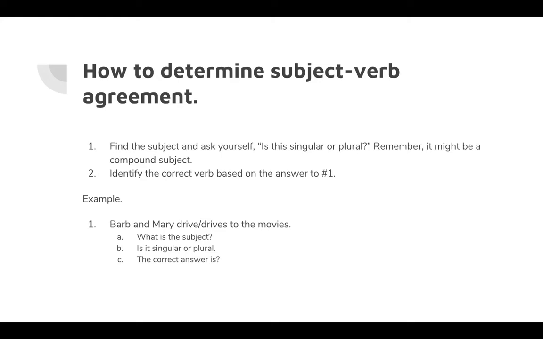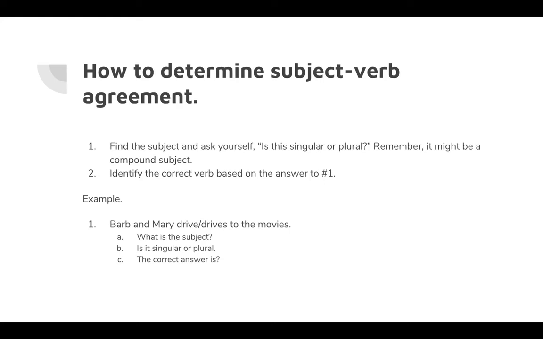Barb and Mary drive or drives to the movies. The subject of this sentence is Barb and Mary. This is a compound subject. We have 2 nouns that are joined by and. In this case, Barb and Mary are compound and they're plural. We've got 2 people, so that's a plural subject.